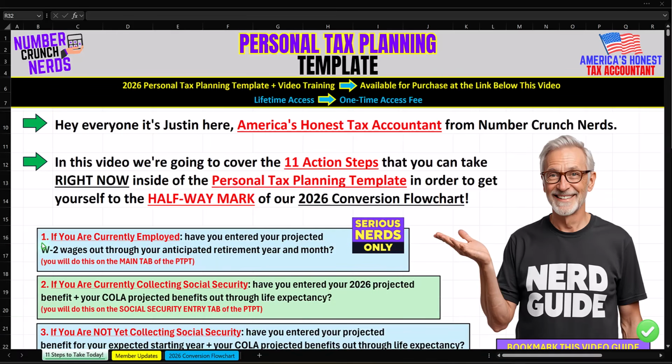All right, coming back over here, action step number 1, if you are currently employed. Have you entered your projected W-2 wages out through your anticipated retirement year and month? You will do this on the main tab of the personal tax planning template.